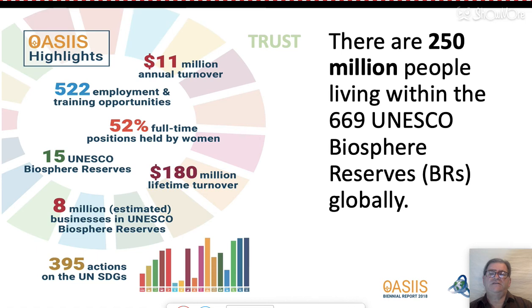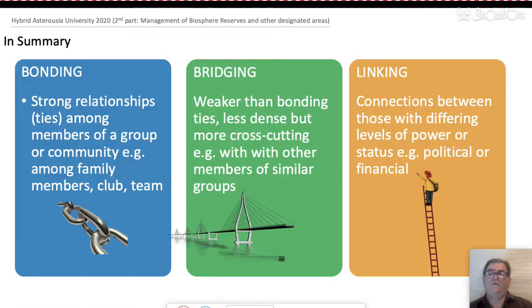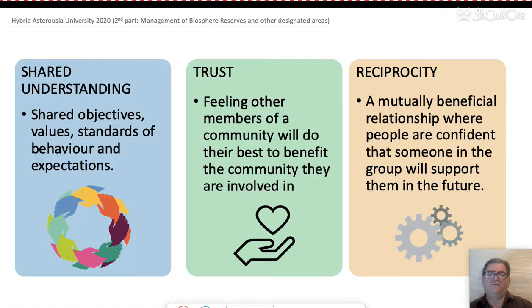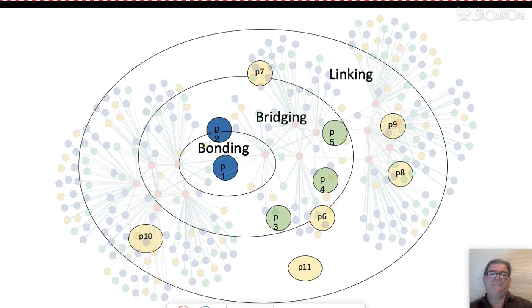Here are some of the statistics. So 11 million turnover of these businesses, employment opportunities, 52% of them held by women. So just to summarise, social capital is about building strong relationships across diverse groups, including those people in a position of power and influence. It's about shared understanding and building trust and mutually beneficial relationships across a whole community. It's about making sure they're inclusive and diverse and sustainable in the long term.